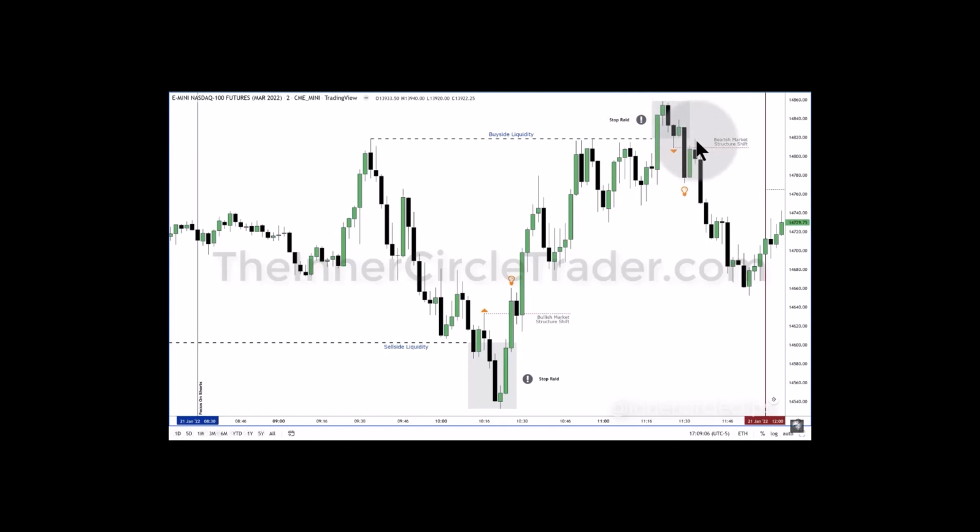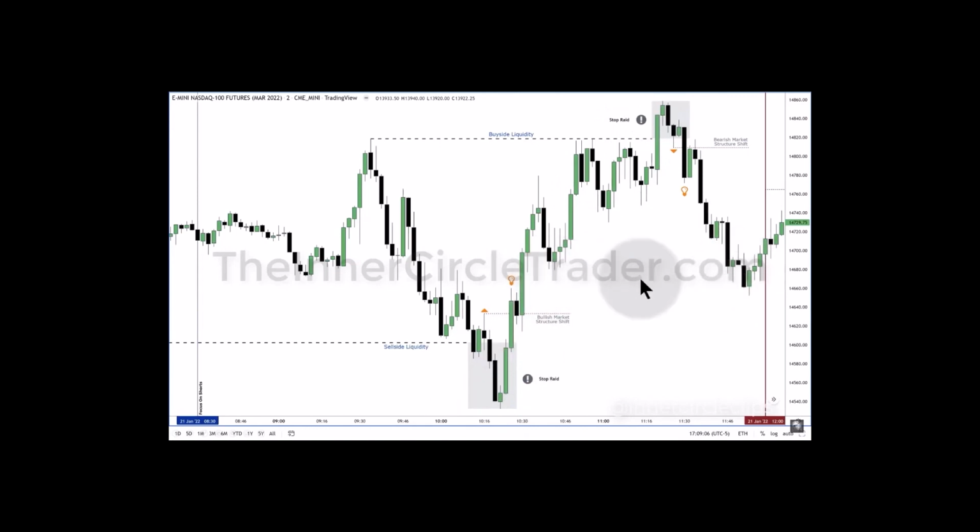What are you looking for? Below here, sell stops. Below here, sell stops. Below here, sell stops, and in this fair value gap here. This is below the 50 level of this high and that low. Okay, so 50% level, that's what we're targeting.